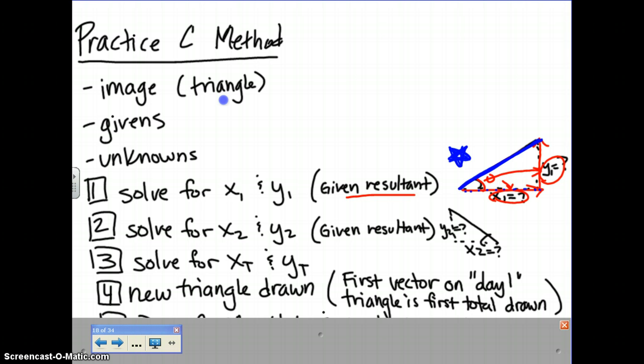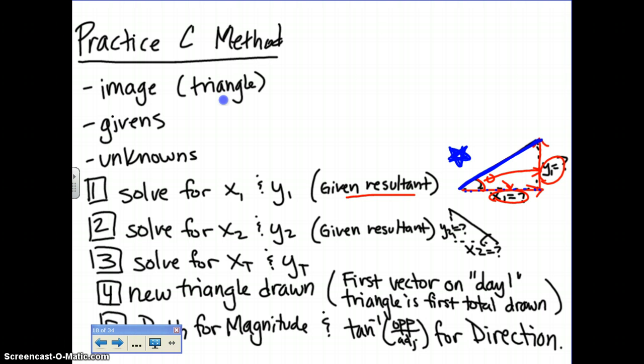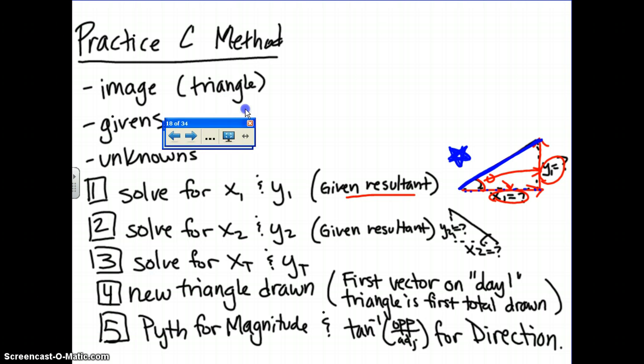Okay, so step number 5. Now that you know what your new triangle is, you're going to use the Pythagorean theorem to solve for magnitude, which is your x squared plus y squared equals r squared equation. And you're going to use the inverse tan to solve for your direction. Once again, I have to be very blanketed here and say the inverse tan of opposite over adjacent. If it's the inverse tan of y over x, you drew a bow tie triangle. If it's the inverse tan of x over y, then you drew an hourglass triangle.